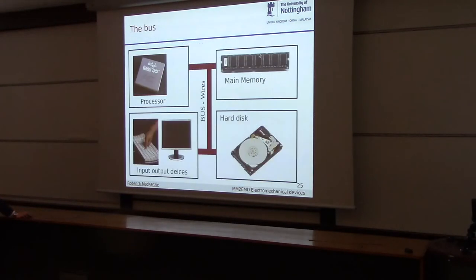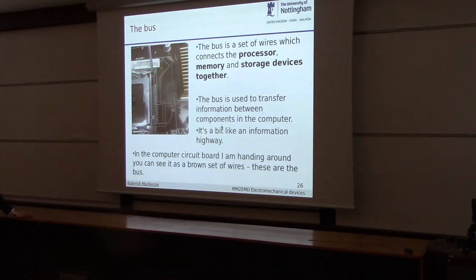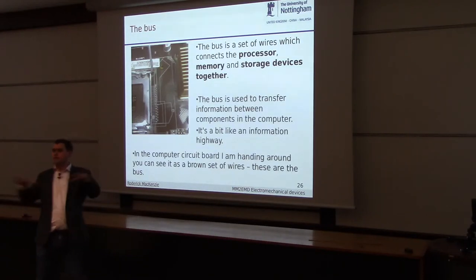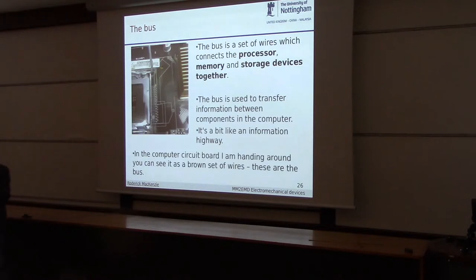Processor, we all know what that is. And then this bus here. This bus is actually quite important, and we'll come to it in a bit more detail later. It's basically the wires that connect all the components together and let information go between the memory and the processor and the hard disk and the processor. So it's like the big communication transport network for your computer.